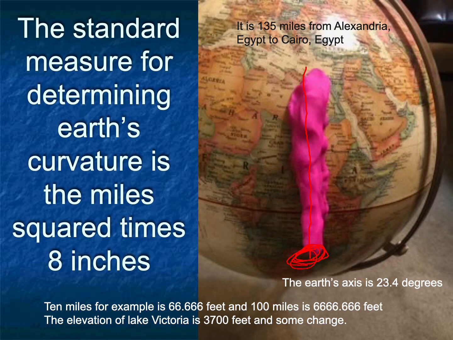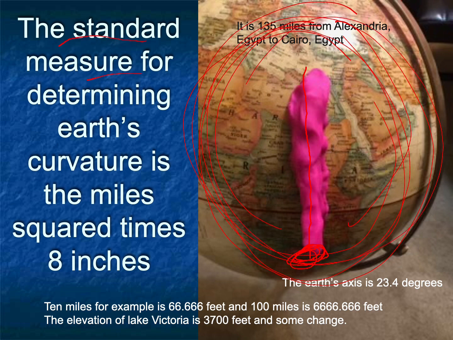But I don't, curvature here. See this globe? Curvature? There's a nasty problem with this. The standard measure for determining Earth's curvature is the miles squared times 8 inches. So just to go 10 miles on the globe, 10 times 10 is 100, times 8 is 800. When you divide 800 by 12 to get the feet, it's 66.6 feet. These are really bad numbers.